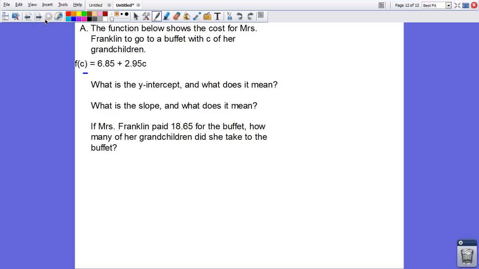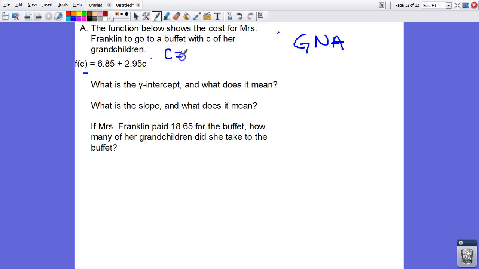All right, the function below. So we've talked about a table, we've talked about a graph, and now the equation, right? The graph, the table, and this is, algebraically, the equation. The function below shows the cost for Miss Franklin to go to a buffet with C of her grandchildren.